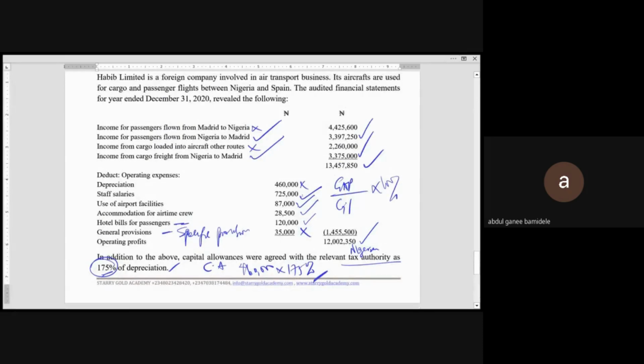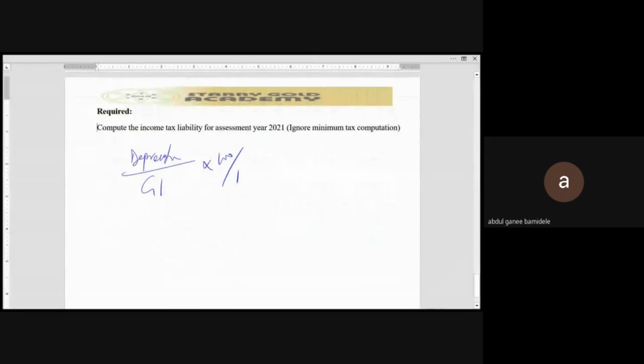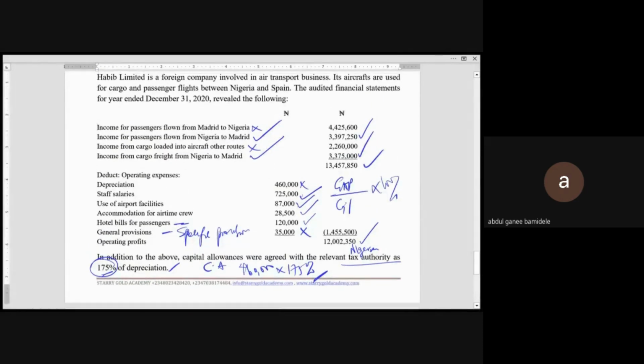Maybe the examiner is sleeping. How can the tax authority give 175% of the global depreciation? That is none of your own business. It's just to follow what the examiner has given you. The examiner has made life easy for you. Why should you make it difficult for yourself?